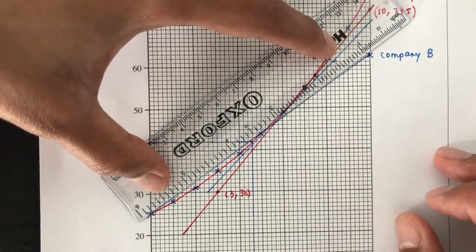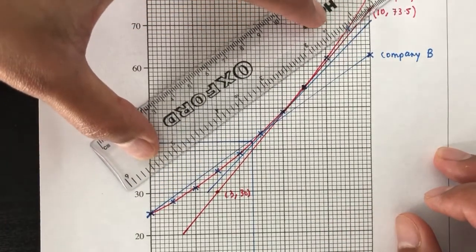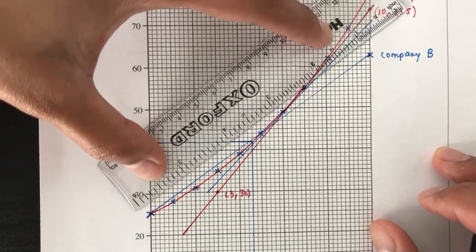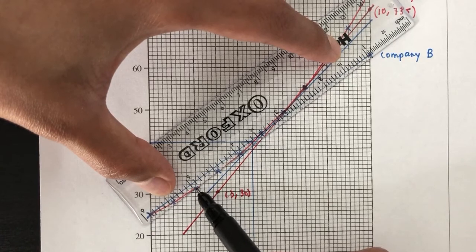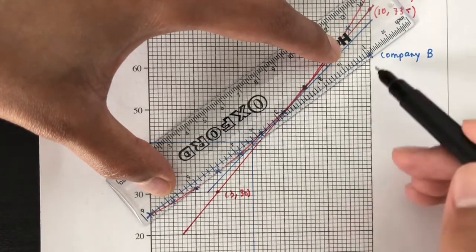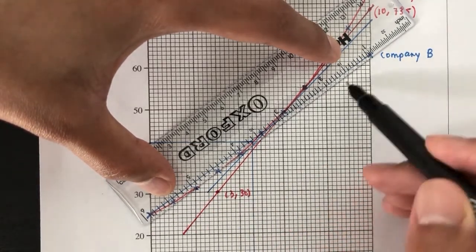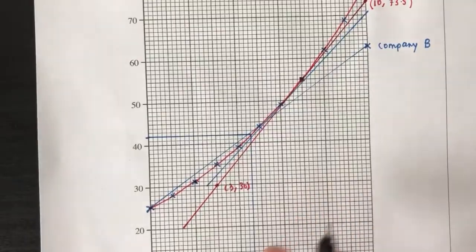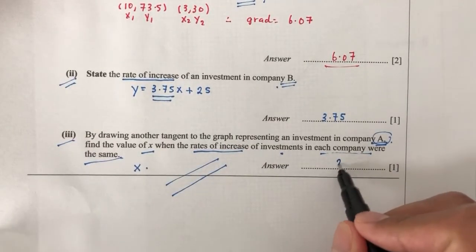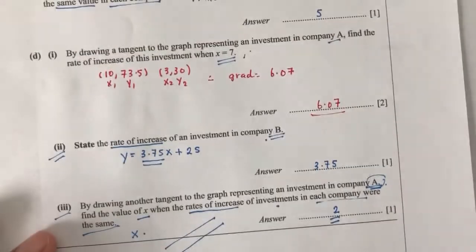So by moving your ruler, you will come to about this point here. This is the point where it has the same gradient. So this will be your value of x. x will be 2. So that will be your answer for this last part. And that was question number 8.